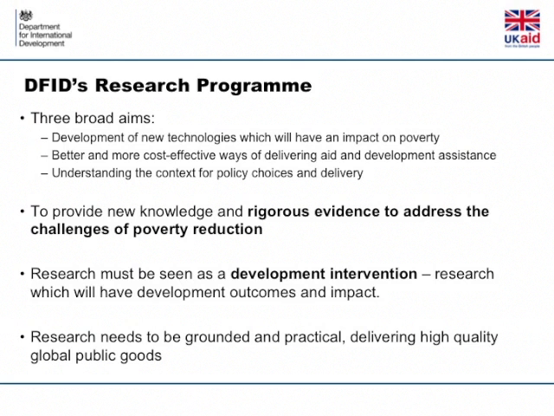Our research program has three broad aims, and the reason we're discussing this with you is so that, before you write your own proposal, you have an idea of what the funding agency is looking for. The three broad aims are: development of new technologies which will have an impact on the diseases of poverty; better and more cost-effective ways of delivering; and making sure that the context for policy choices and delivery is clear. We try to provide new knowledge and rigorous evidence to address the many challenges we face in poverty reduction. We feel that research must be seen as a development intervention and not just research for its own sake. Research needs to have development outcomes and impact. That means research needs to be grounded and practical, delivering high-quality global public health goods.